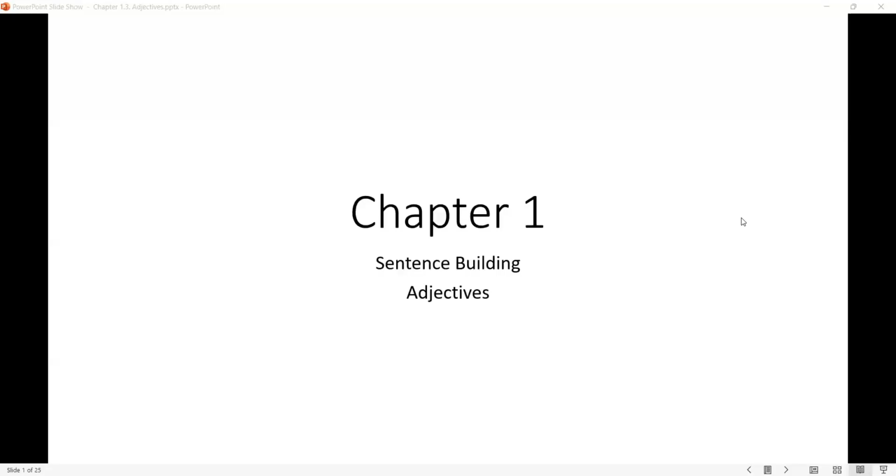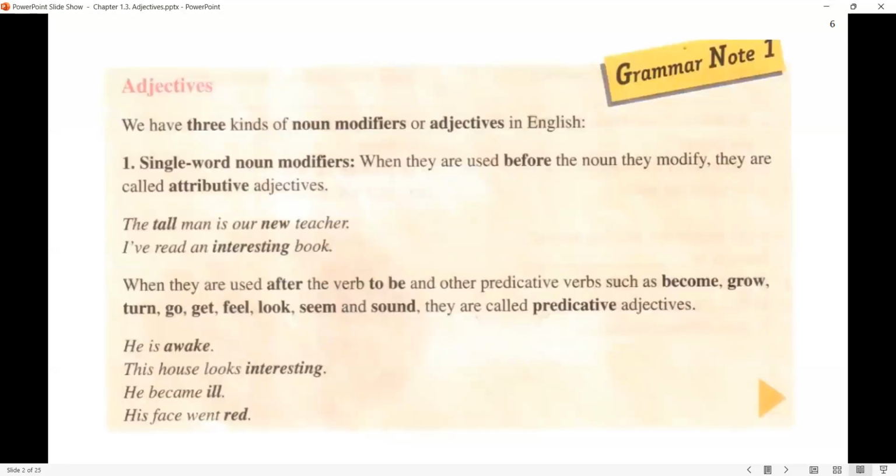Hello everyone, in this video we're going to cover chapter 1, which is about sentence building, and in this part we will focus on adjectives. We have three kinds of noun modifiers or adjectives in English. The first one is a single word noun modifier, and when they are used before the noun they modify, they are called attributive adjectives. Let's call them one-word adjectives.